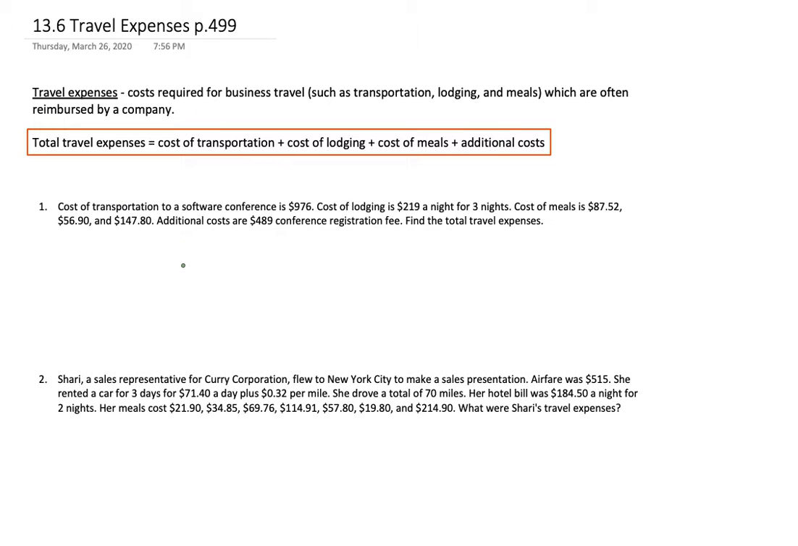And it is just a lot of adding, but you have to be careful when it comes to things like lodging: $219 a night for 3 nights. So when we add these up, we have to make sure we're reading it slowly and carefully.